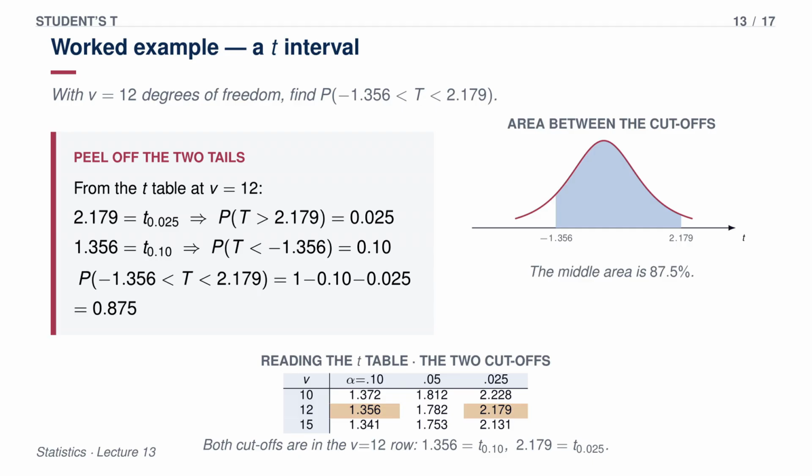87.5% of the curve sits between those two cutoffs, like the shaded band in the picture. And the table panel shows exactly where those two cutoffs came from, both from the v equals 12 row. 1.356 is the 0.10 column. 2.179 is the 0.025 column. Two gold cells, one row. Peel the tails, subtract, done.